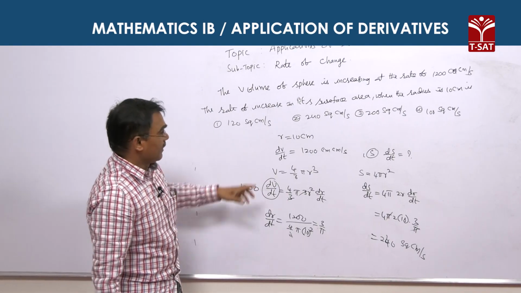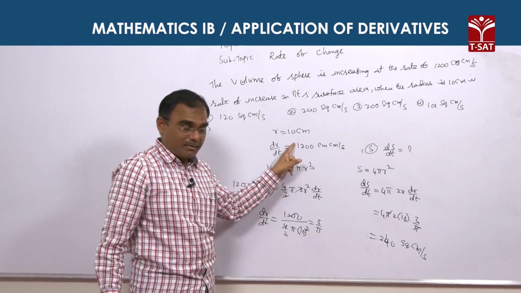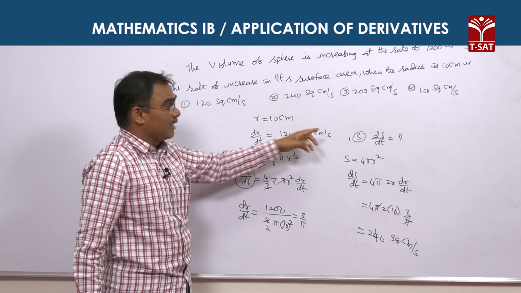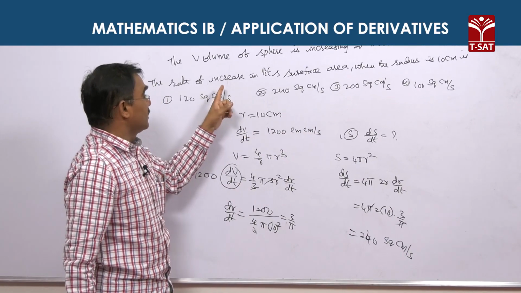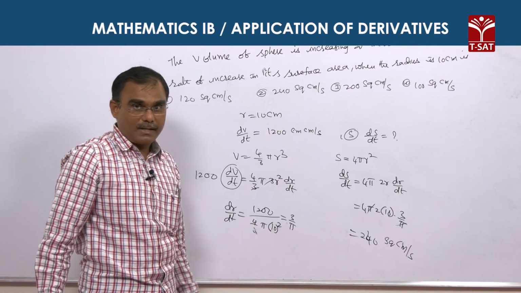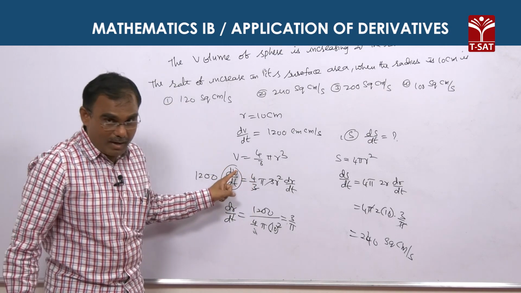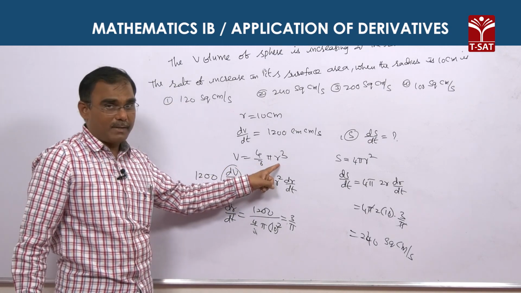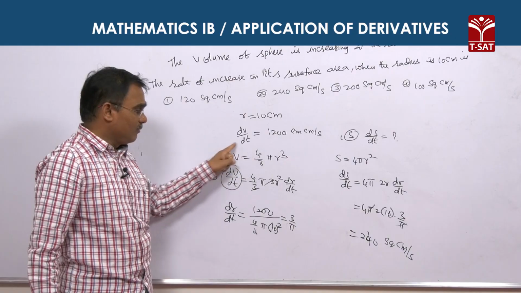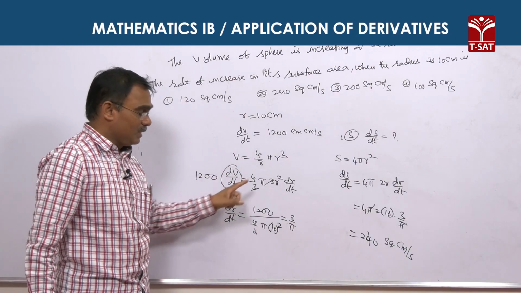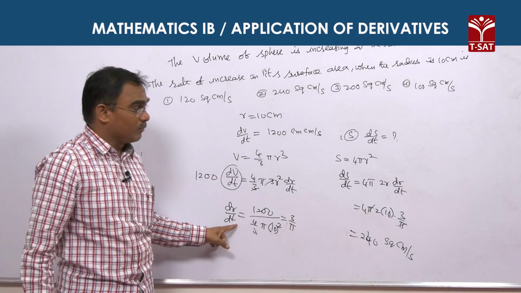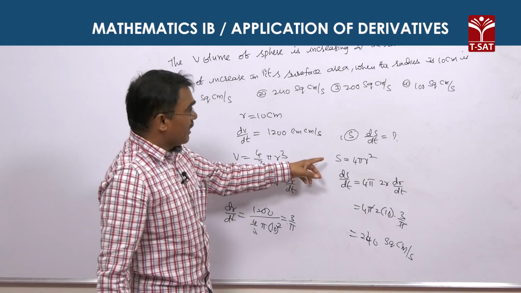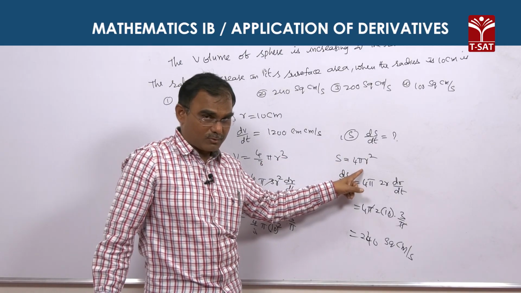What is given? The radius is given and the rate of volume change is given. Find the rate of change in surface area. Volume of the sphere V is equal to 4 by 3 pi r cube. The rate of change in volume dV by dt is given. From this we get the rate of change in radius. Then the rate of change in surface area S is equal to 4 pi r square.